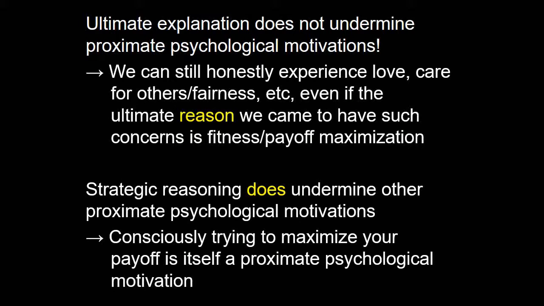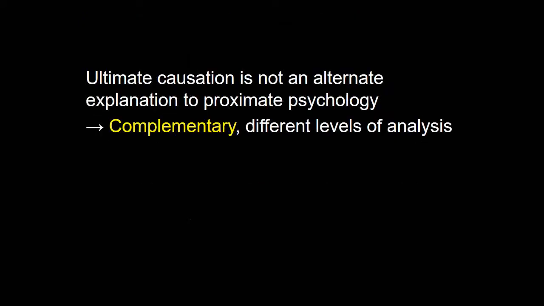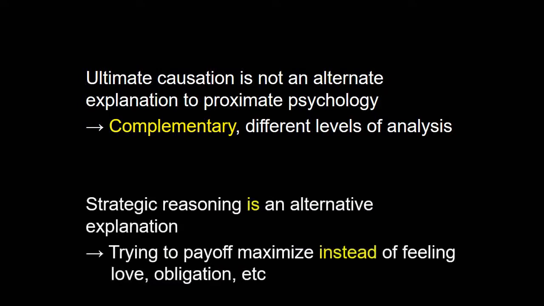And so for me, this is a key distinction, that ultimate causation is not an alternative explanation for proximate psychology. Instead, they're complementary, and this is because they're existing at different levels of analysis and over different timescales. The ultimate explanation is historical, whereas the proximate psychological explanation is sort of immediate and in the moment. Whereas strategic reasoning is an alternate because it is also an immediate thing, and it's a motivation that takes the place of these other kinds of psychology.